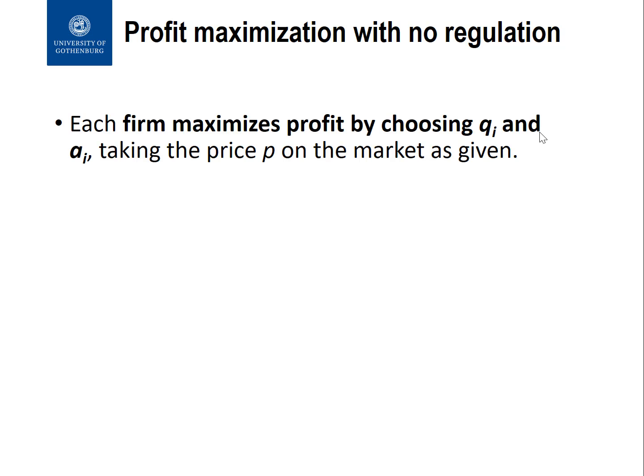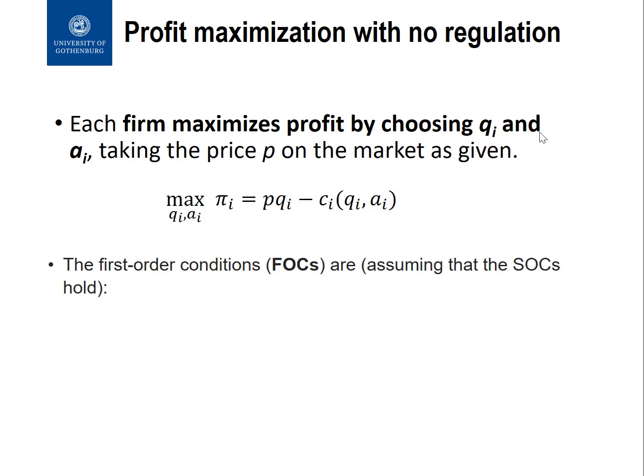If there is no regulation, which is the case of the laissez-faire scenario, each firm maximizes profits by choosing Q_i and A_i, taking the price P on the market as given. So the profit is the revenue P times Q_i minus the total cost C_i of Q_i and A_i. The firm maximizes her profit over her two decision variables, Q_i and A_i. The first order conditions are as follows.